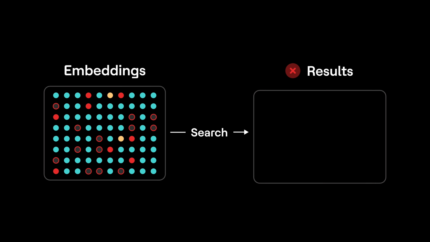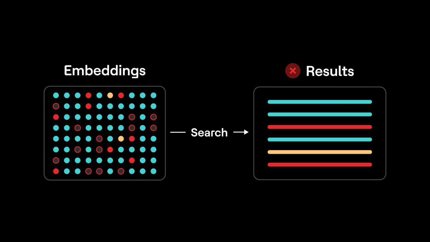The results are semantically similar to the query, but now they're sometimes irrelevant or out of context. And in this situation, most teams aren't sure what the problem is or how to diagnose it. In this video, you'll learn why this happens and what a production-ready retrieval pipeline looks like beyond just vector search.